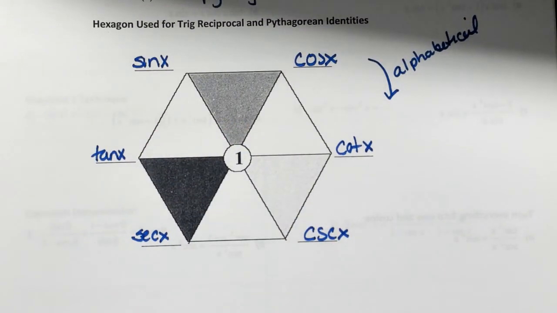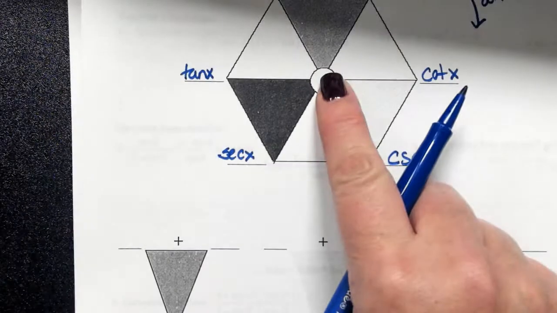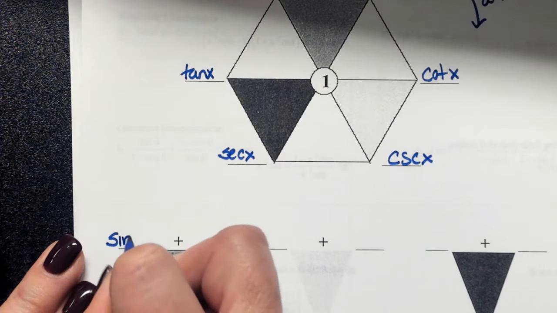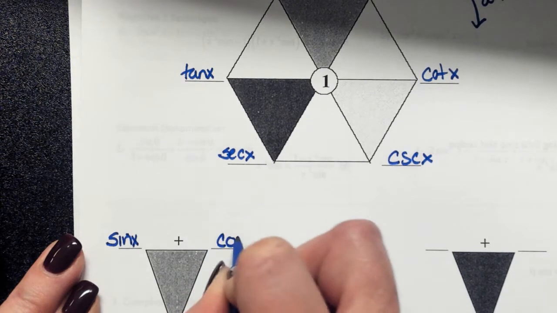So we start by labeling the vertices of the hexagon. I always start sine and cosine at the top. The other 4 we work counterclockwise and we put them alphabetically. Notice only every other triangle is shaded. I only work around the shaded triangles. So in the first triangle at the top, I have my sine and I have my cosine.